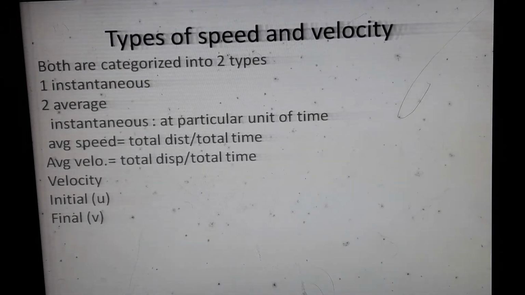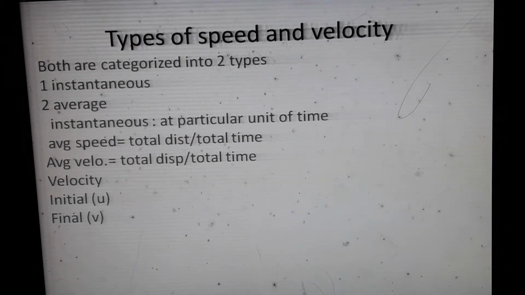That is where the speed of the car shows 60 kilometers per hour. After 2 seconds it might change, it might go to 80 or sometimes 40 also. So the speed of that car is not uniform, it is continuously changing. So the speed of an object at a particular instant of time is called the instantaneous speed. Are you getting it? That is called the instantaneous speed.